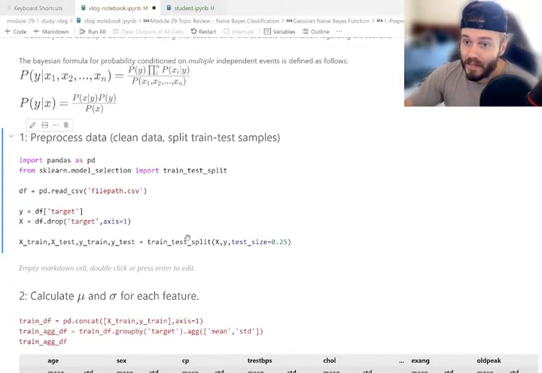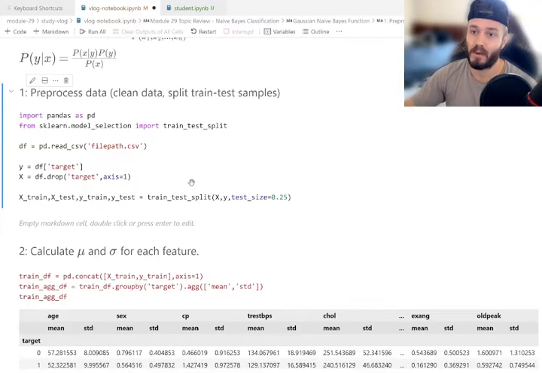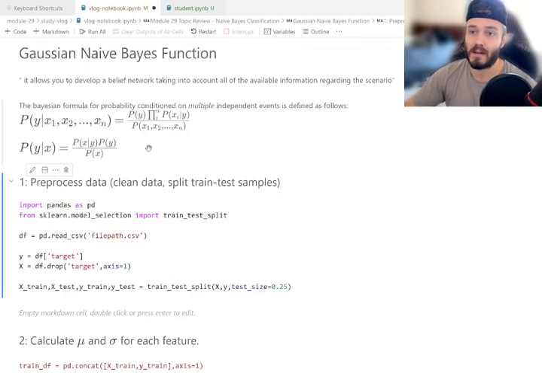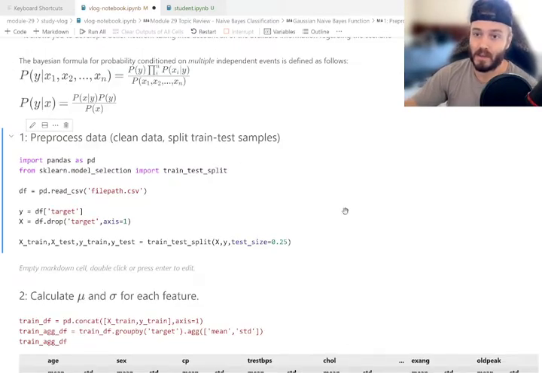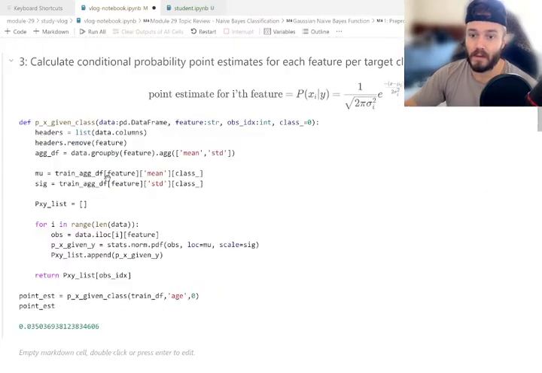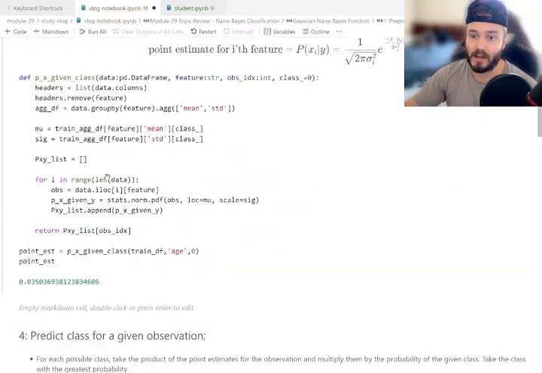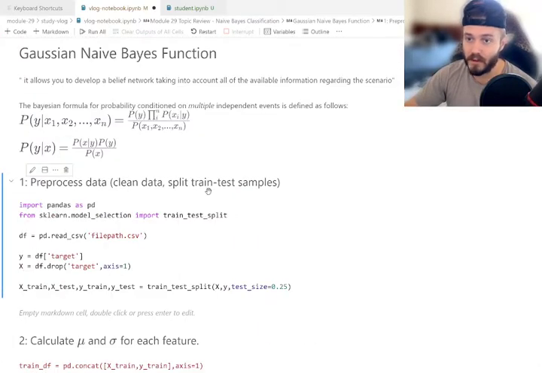So, how do you do all that with code? How do you do this in Python, basically? We have 5 steps outlined here. First, you're going to pre-process your data like you always do. You're going to import your data from whatever CSV file you have, assuming that you're getting it from a CSV file.